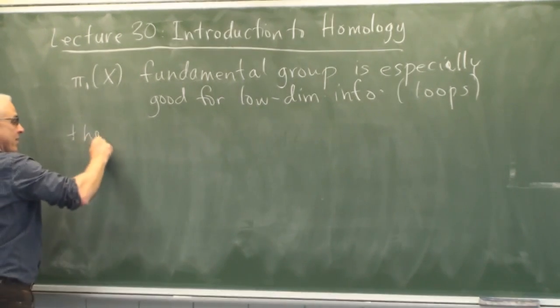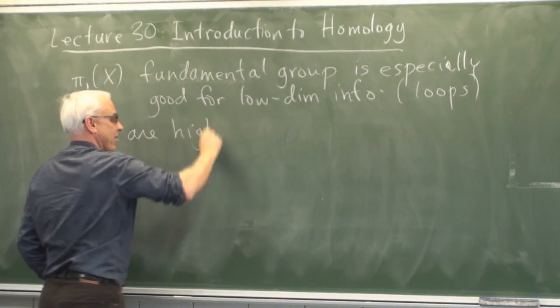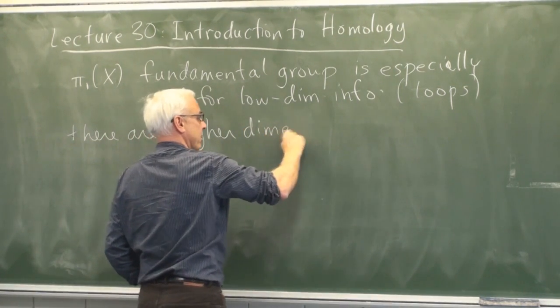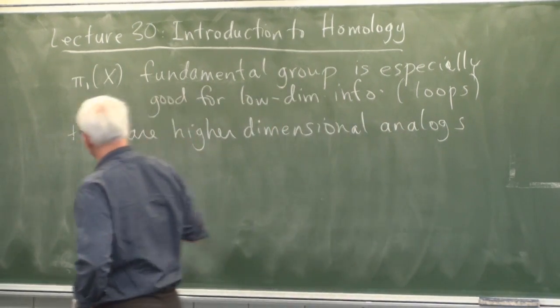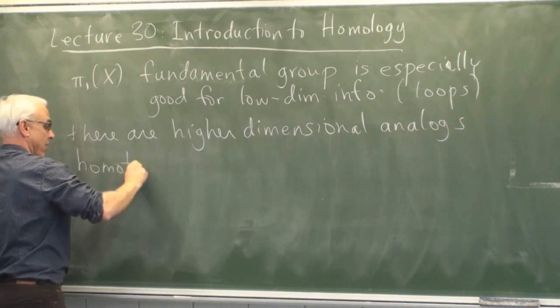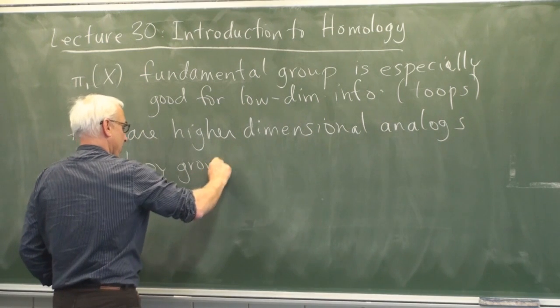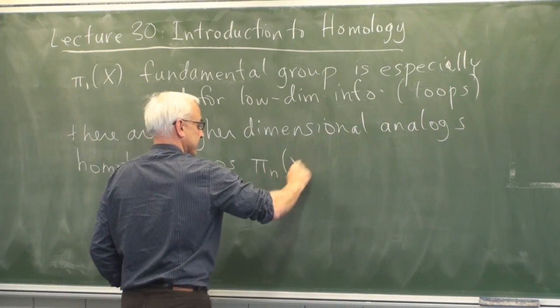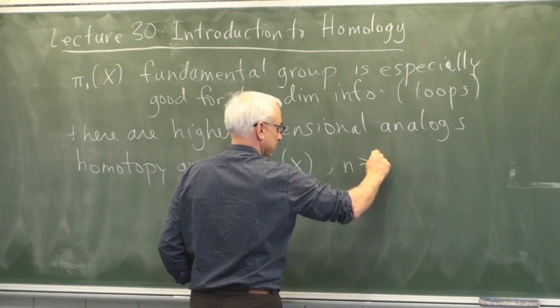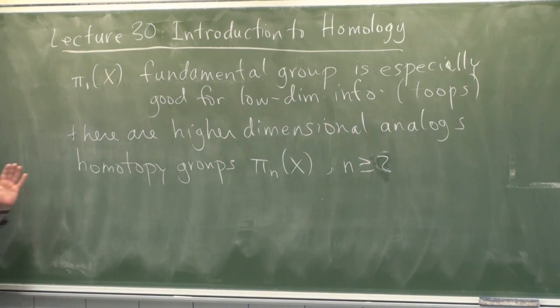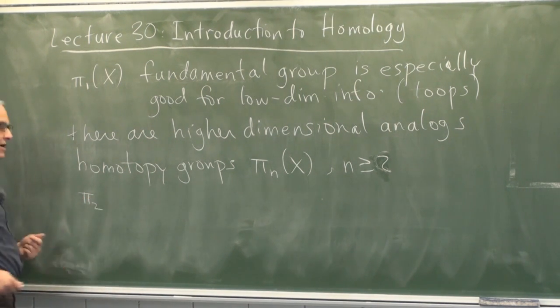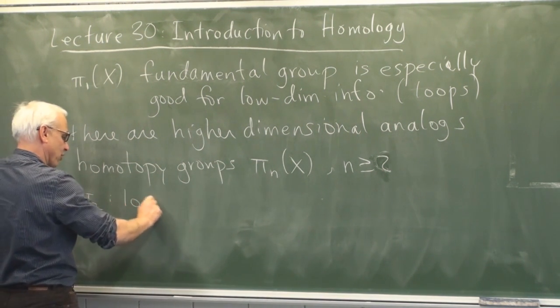So there are higher dimensional analogs called homotopy groups, pi n of X for n bigger than or equal to 2. And these are some kind of generalization. So roughly speaking, for example, pi 2 is concerned with sort of two-dimensional loops, or maybe we might think of loops of loops.